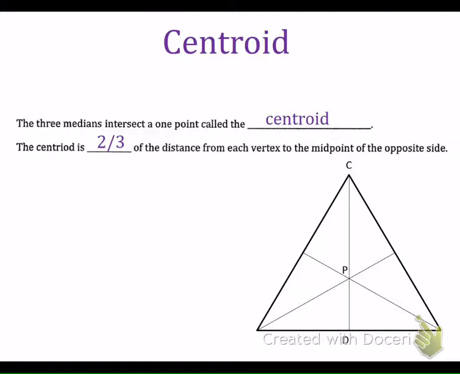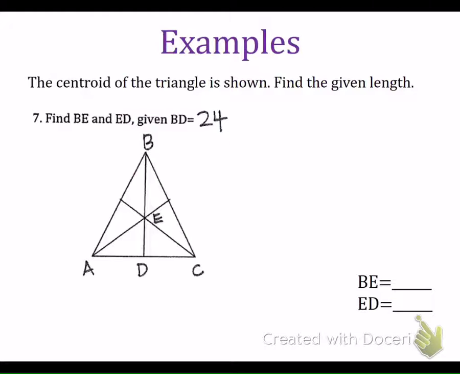So the centroid is the spot where all 3 medians cross. The 3 medians intersect at one point. That point is called the centroid. The centroid is 2/3 of the distance from each vertex to the midpoint of the opposite side. So if you call this little segment X, this one would be twice as long. From here to here, it's 2/3 of the length of the whole thing. So this is like 2/3. This would be 1/3.